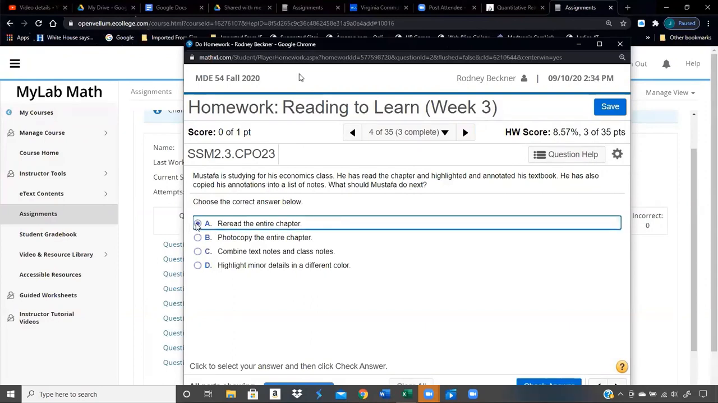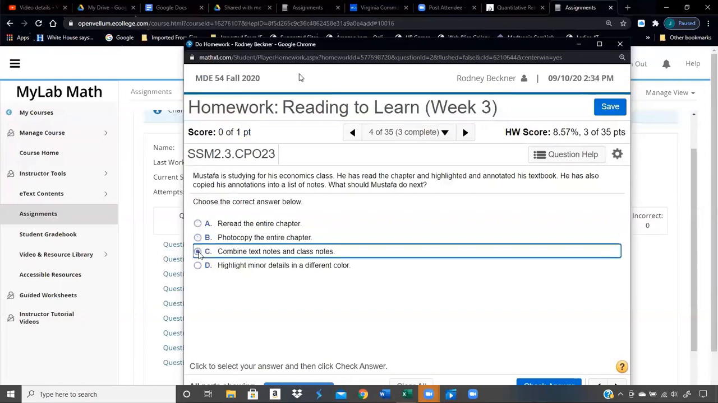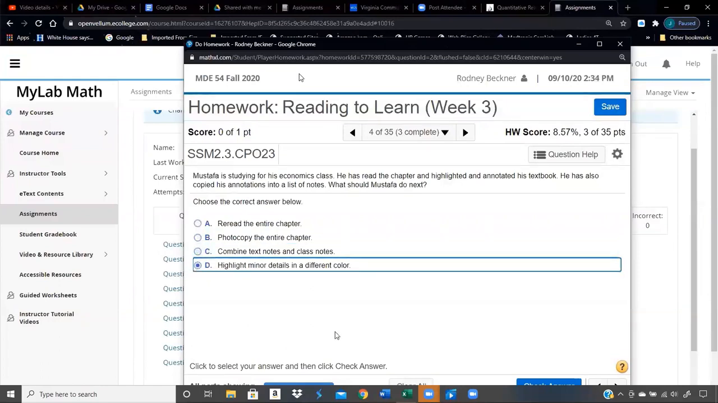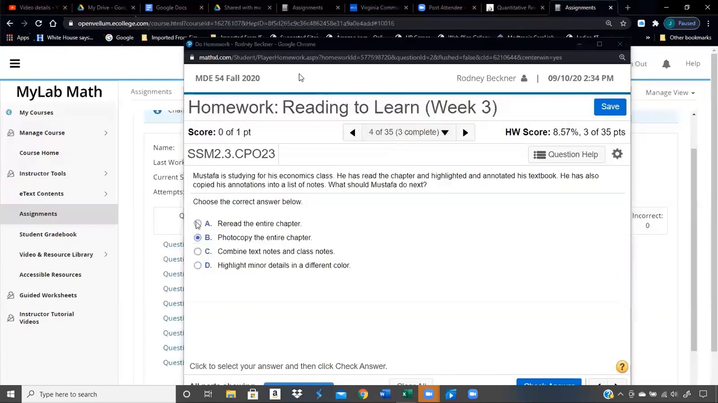Should he reread the entire chapter? Photocopy the entire chapter, which is arguably maybe not legal. Combine text notes and class notes, or highlight minor details in a different color. Anybody got any opinions? I mean, I already kind of hinted that photocopy's probably not it. I'm getting some D's and C's, that's about what I expected.